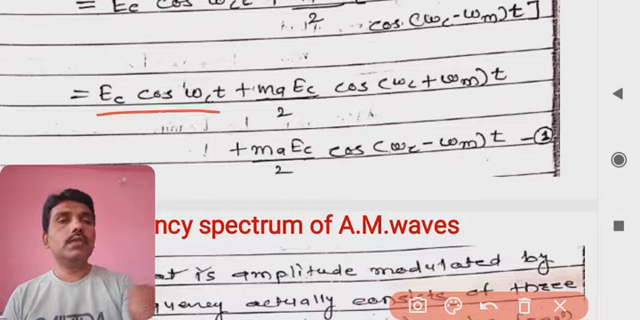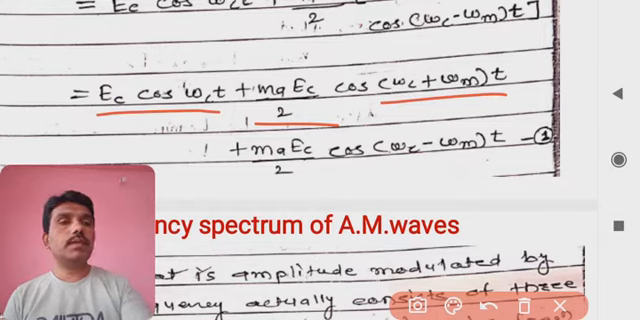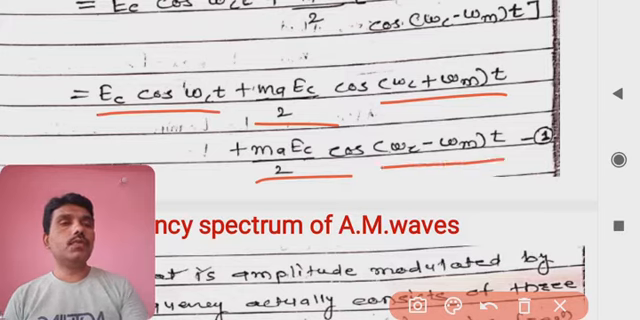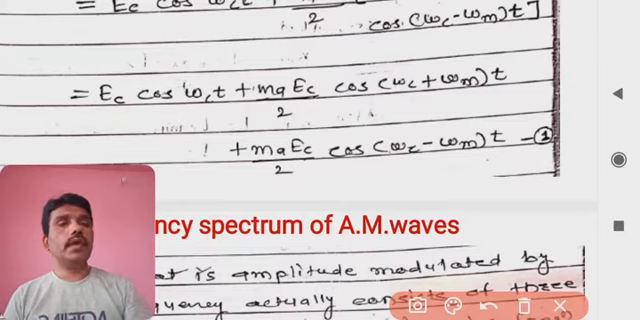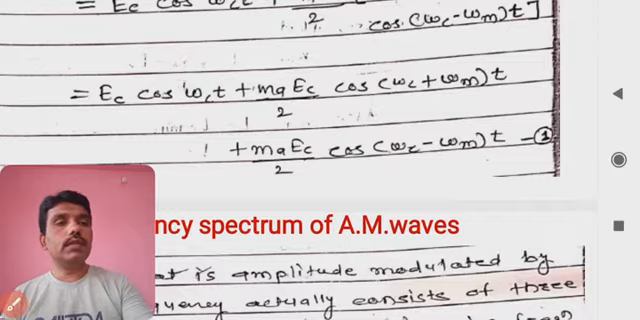So reshuffling and rearranging again, we get Ec cos ωct plus ma Ec by 2 cos(ωc+ωm)t plus ma Ec by 2 cos(ωc-ωm)t. This will be the final relation for the amplitude modulation waves. But what it exactly contains is quite interesting.